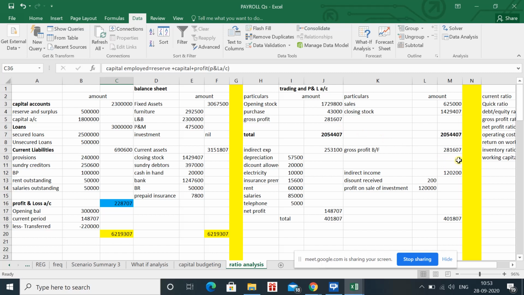We have simply transferred the gross profit of the trading account to the P&L account, and we have written all the indirect expenses and indirect income, and the net profit for the organization would be 1,48,707. So wherever we have the written value net profit, we will write the net profit.